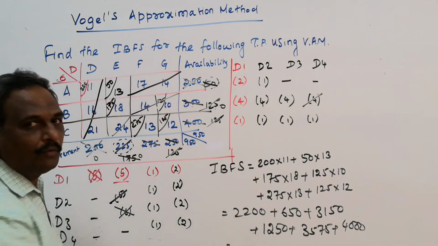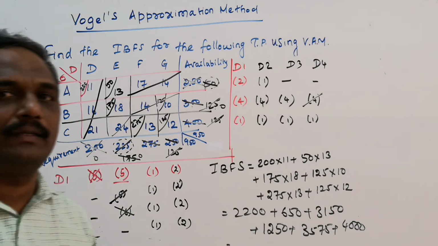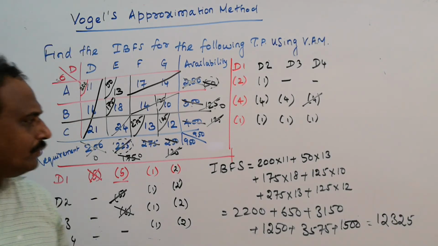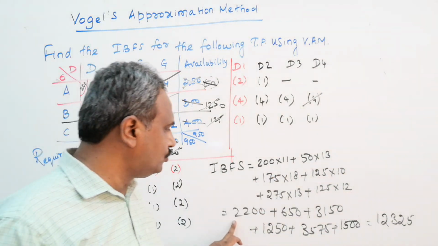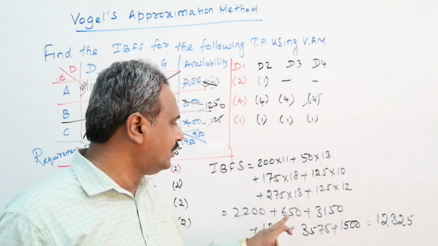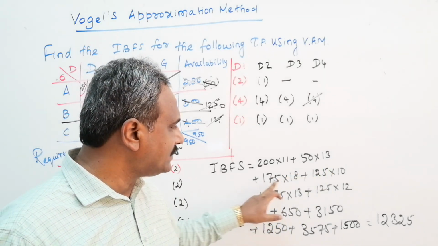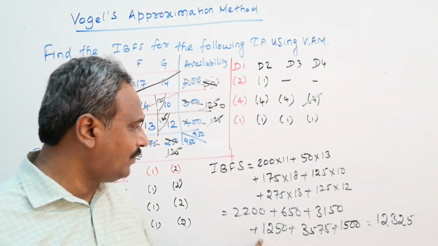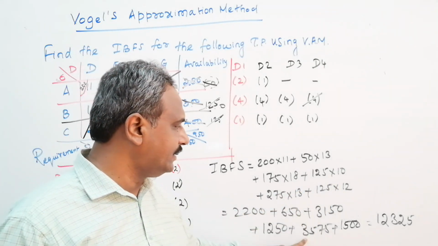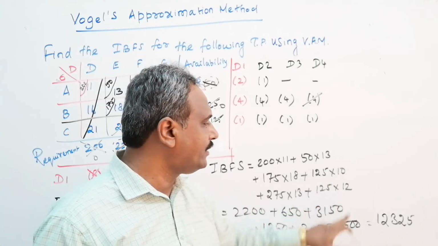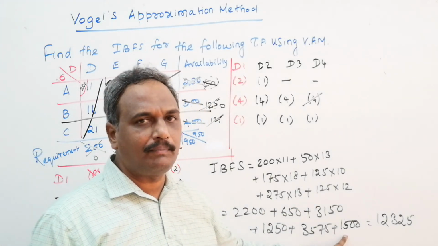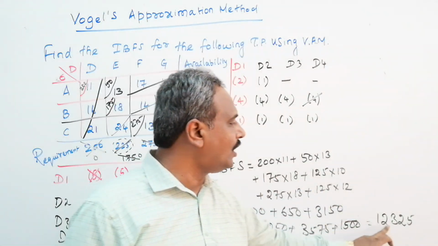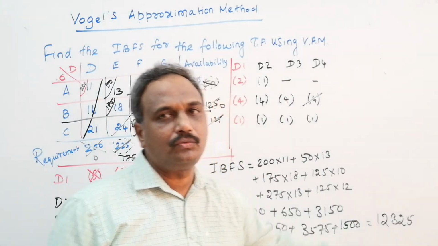So I am going to find the total. We are having 200 into 11, 2200, 50 into 13, 650, 175 into 18, 3150, 125 into 10, 1250, 275 into 13, 3575, 125 into 12, 1500. So I am going to find the total. This is 12325.